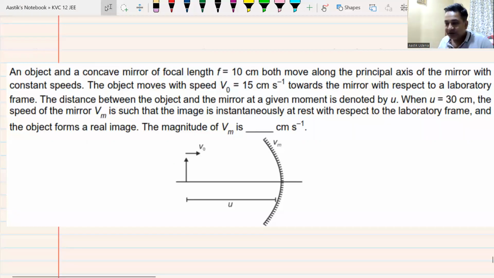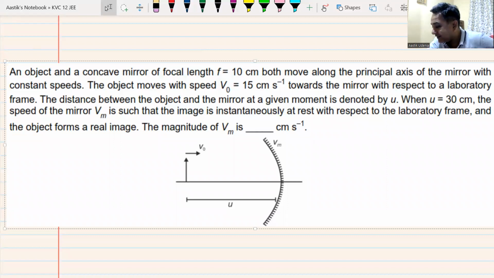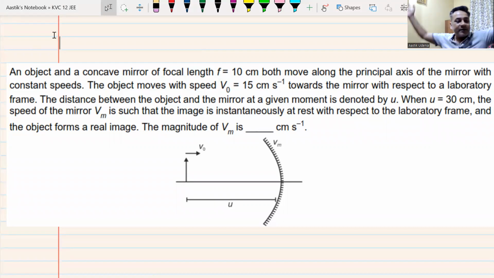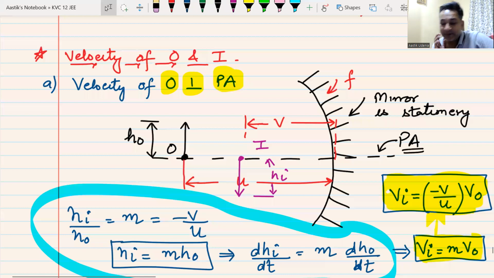And the question is on your screens right now. An object and a concave mirror of focal length 10 centimeters move along the principal axis. When you read the first line, you will say, "Sir, you did not teach us this. You said that the mirror will remain stationary." And now, as soon as the question comes in JEE, the mirror starts to move. I told you. Here, the mirror is stationary.